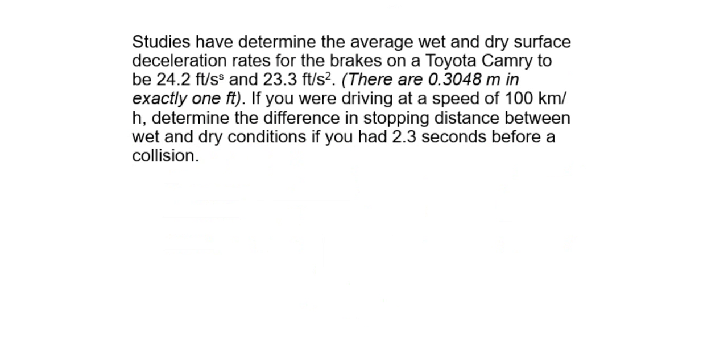So on this one right here, stopping on wet and dry pavement are between 24.2 and 23.3 feet per second squared. And I've thrown like a little twist in here, though. We need to convert feet and meters between each other, which is a little bit annoying here. So I have put a little conversion ratio. There is this many meters in a foot. And so it says that we're driving at 100 kilometers an hour. We'd like to figure out the difference in stopping distance between wet and dry conditions if you have 2.3 seconds before a collision.